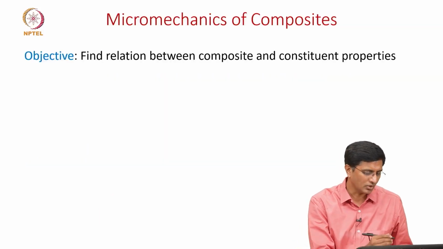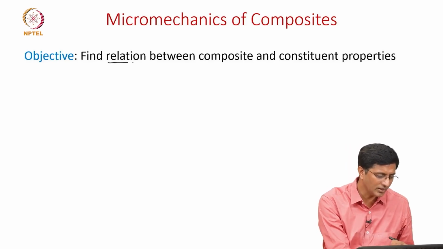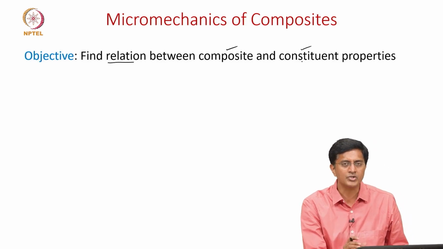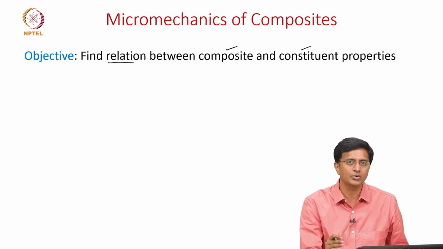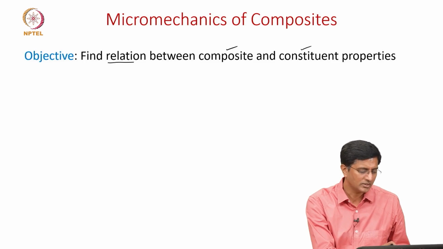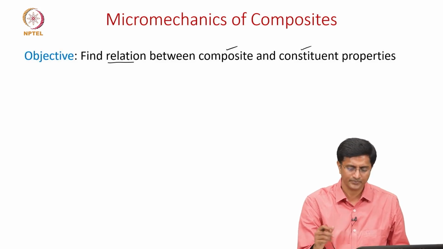So we start with the objective of the micromechanics of composites, where we are looking for the relation between the composite and constituent properties. Most often these are only the fiber and the matrix, but of course there are other composites where you have more than two constituents. Maybe there are some nanofillers as well as micro-sized fillers. But here we are trying to make it general, saying that it's just a relation between the composite and the constituent properties. These constituents, as I mentioned, can be two or more.